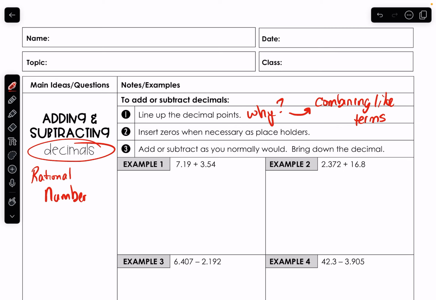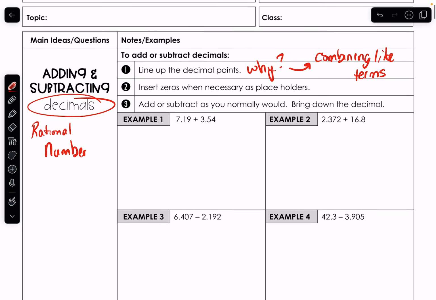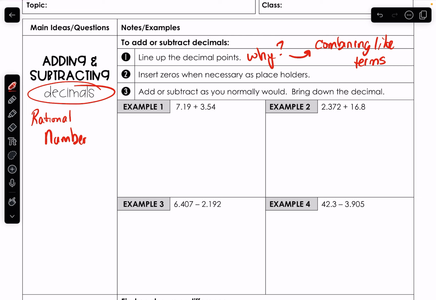So as you can see, this is the breakdown: line up decimal places, insert any zeros where needed as a placeholder, and then you're going to add and subtract normally, and you're going to drop your decimal. So let's go ahead and just do these couple examples and practice them through. You go ahead and follow along with me. I know you've probably already done this, but I don't like doing mine horizontally. I like to rewrite mine as a vertical problem.